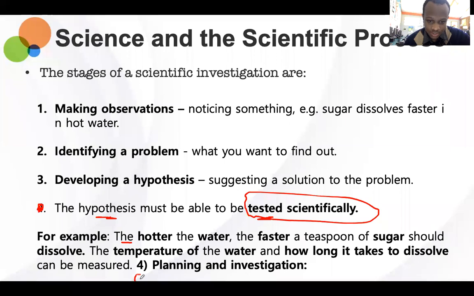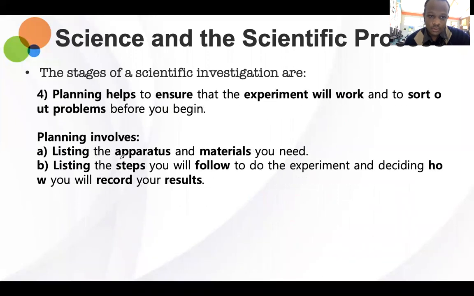All right, so this is our next point here: planning and investigation. Planning helps to ensure that the experiment will work and to sort out problems before you begin. So in the effort of planning for an experiment, you are basically thinking ahead, right? You're coming up with ways in which you can get your results efficiently, and you can think about possible things that could cause your experiment not to be efficient, right?